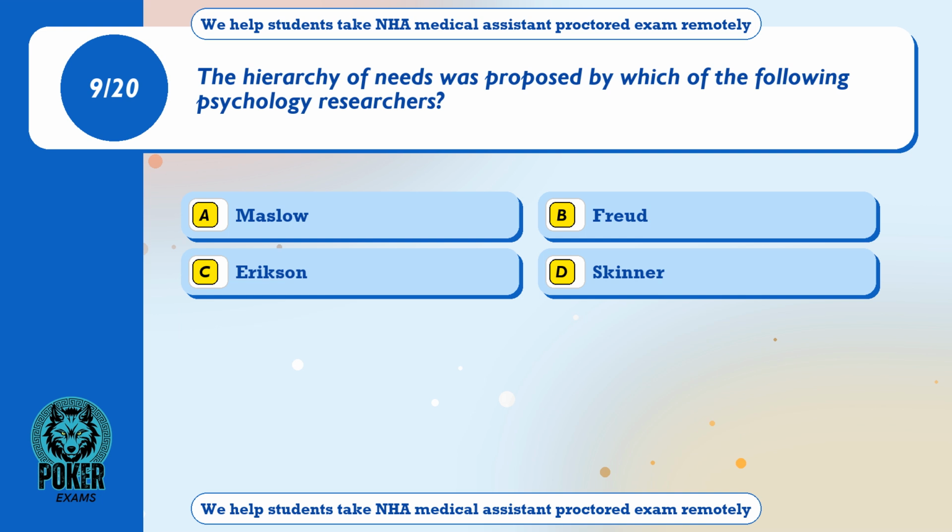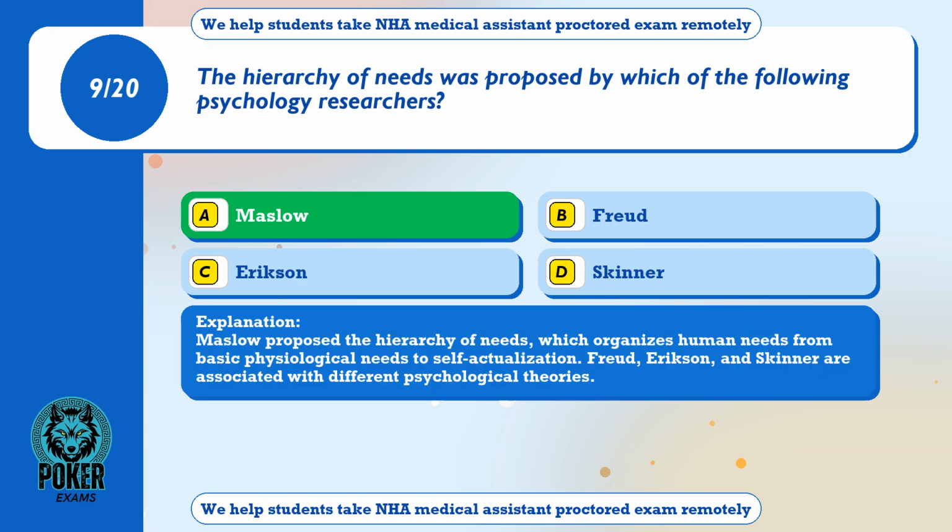Question 9. The hierarchy of needs was proposed by which of the following psychology researchers? Option A, Maslow. Option B, Freud. Option C, Erikson. Option D, Skinner. The correct answer is option A, Maslow. Maslow proposed the hierarchy of needs, which organizes human needs from basic physiological needs to self-actualization. Freud, Erikson, and Skinner are associated with different psychological theories.